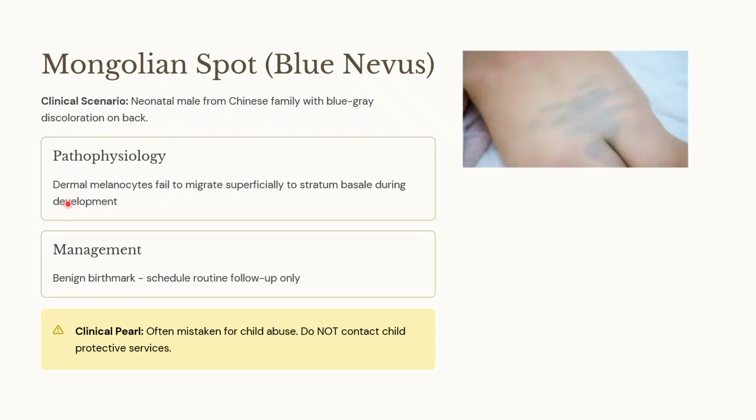The melanocytes are present in the dermis. They are supposed to migrate superficially to the stratum basale of the epidermis during development. When they don't migrate to the stratum basale, it will result in Mongolian spots. It is a benign birthmark and with age it will disappear.